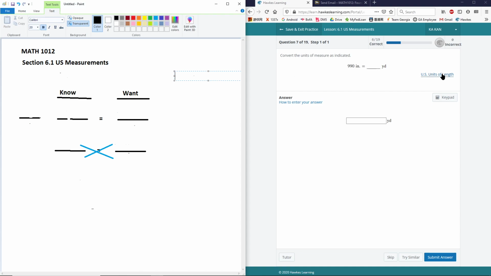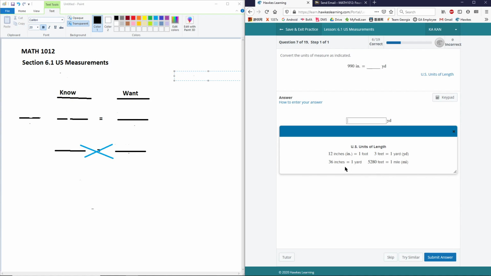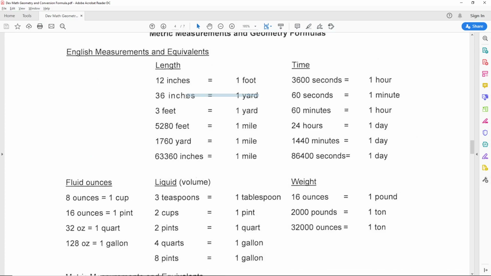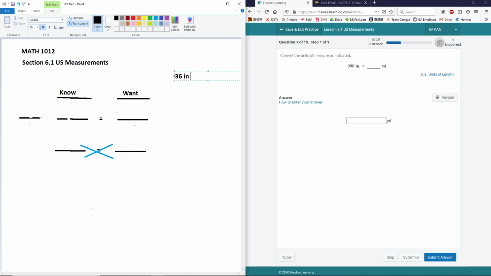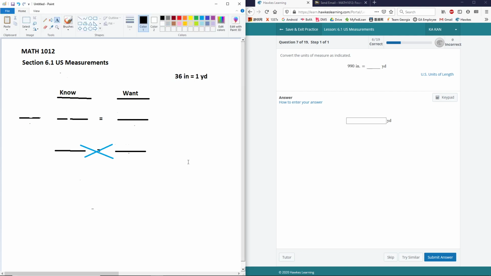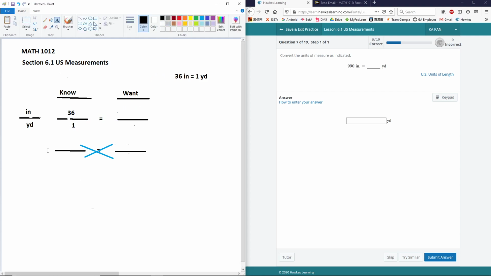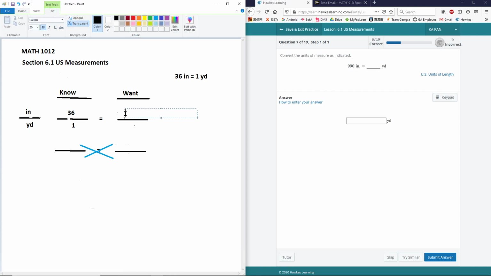inch and yard. Now you can look at their software. So they have 1 yard, 36 inches. Of course, you can also go to the PDF file, right? Look at this right here. It says 1 yard right here. It's 36 inches. So we know that 36 inch equals 1 yard. So not too bad. So this time we have inches over yard. And we know that 36 will be over 1 because 36 inches equals 1 yard. What do we want? Well, they give us 990 inches, right? So the top will be 990. The bottom, we don't know. X.